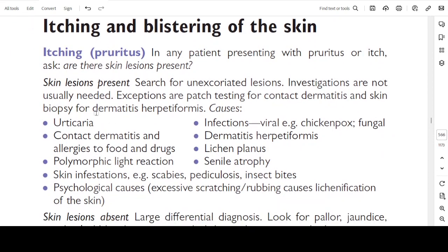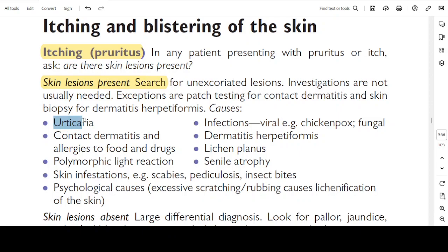Itching and blistering of the skin. Itching, pruritus. In any patient with pruritus or itch, ask, are skin lesions present? So there is itching, and you have to see whether there are any skin lesions present. If skin lesions are present and there is pruritus in the skin lesions, then search for unexcoriated lesions. Investigations are not usually needed. Exceptions are patch testing for contact dermatitis and skin biopsy for dermatitis herpetiformis.